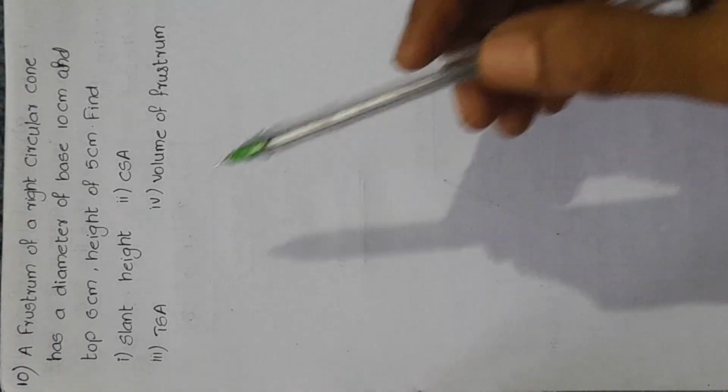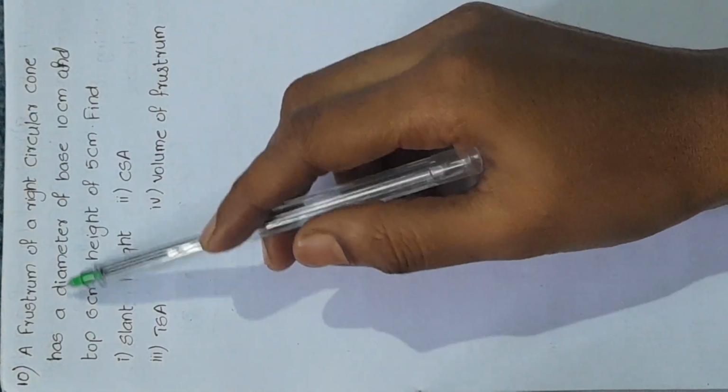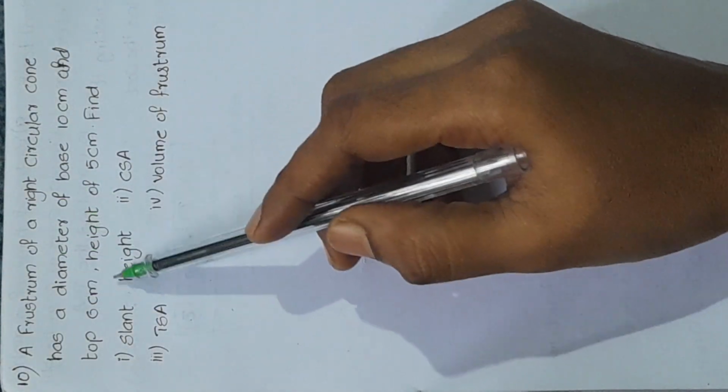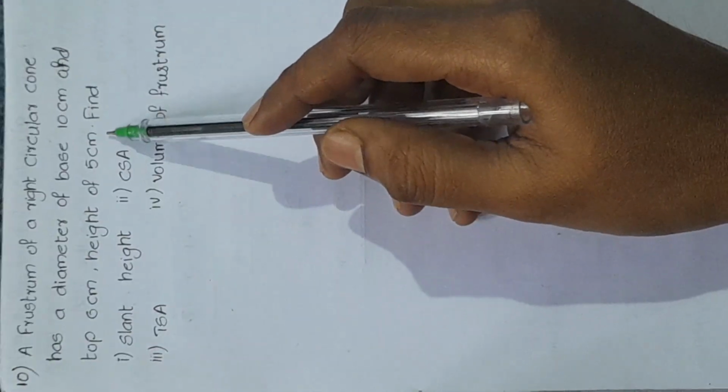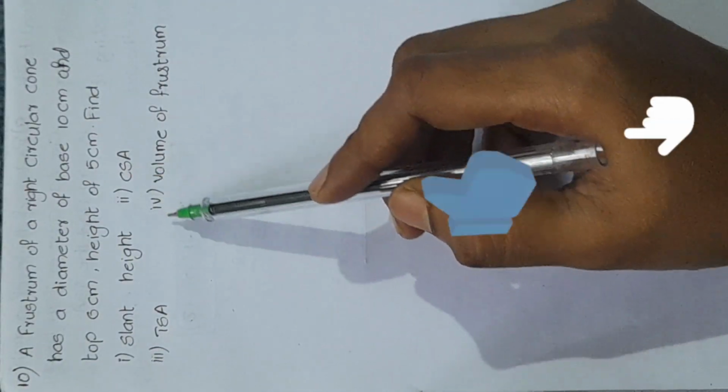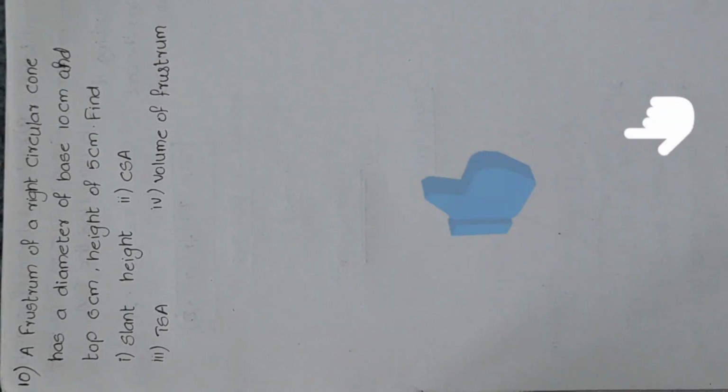Question number 10 based on the frustum. A frustum of a right circular cone has a diameter of 10 centimeters and top 6 centimeters. Height of the frustum is 5 centimeters. Find the slant height, curved surface area, total surface area and volume of the frustum.